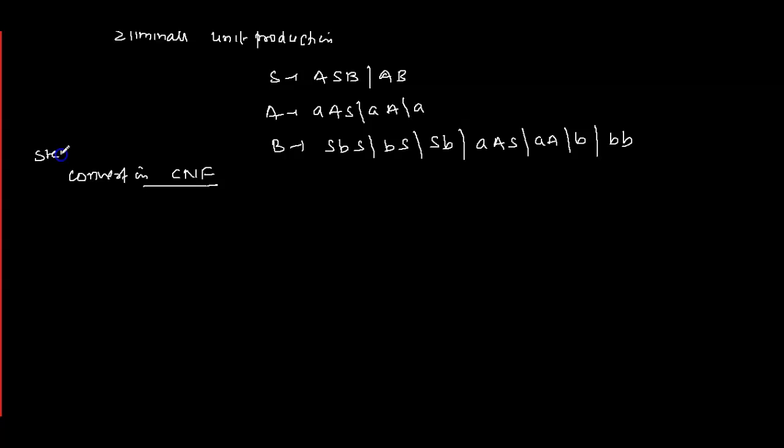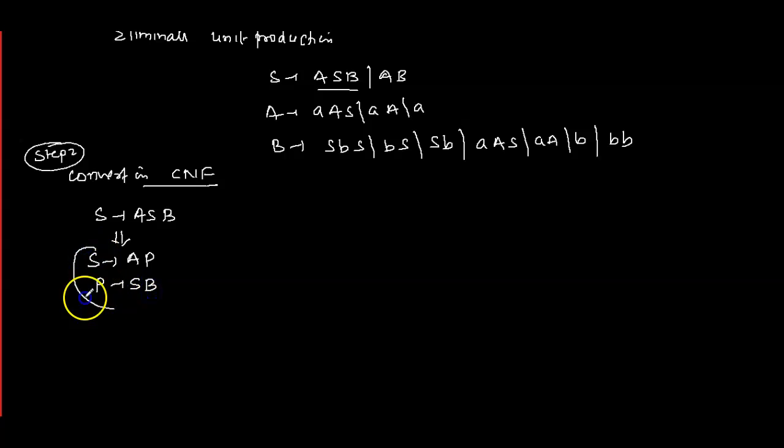Step 2, converting to CNF. First, S derives ASB. This is not in CNF, but I can write it in the form of CNF. I will keep A as it is, and SB I will consider as another name, let's consider P. And P is equal to SB. So this is now in the form of CNF.